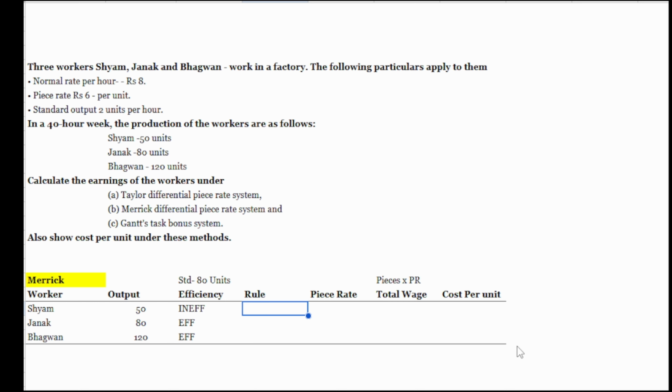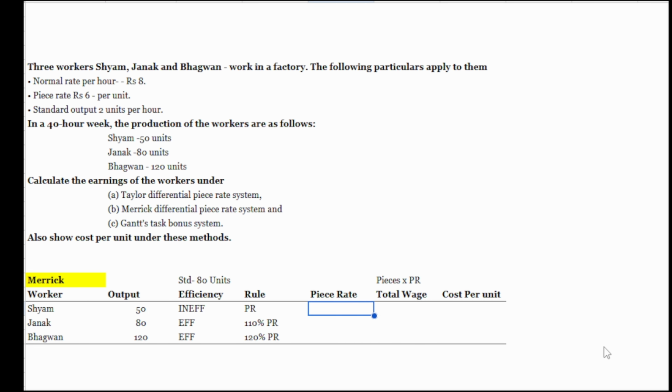If he is inefficient, he will be paid piece rate. If he is efficient, if his efficiency is greater than 100%, he will be paid 1.1 times of normal piece rate. So in this case, if you calculate the efficiency, 80 divided by 80 comes to 100%. Hence, he will get 110% piece rate. If it is greater than 100%, then in the case of Bhagwan, he will get 120% piece rate.